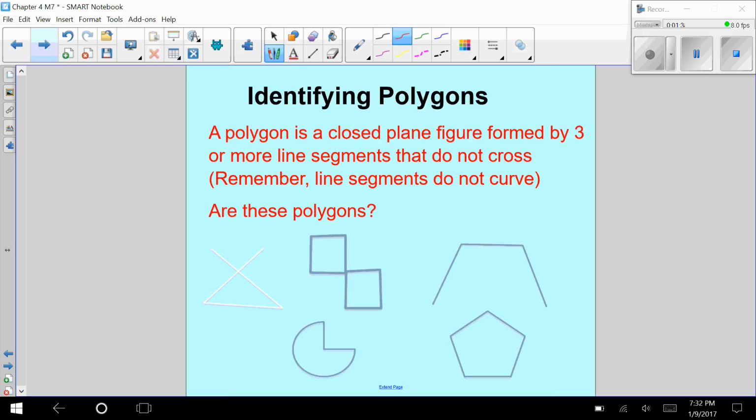Let's identify some polygons. Remember, a polygon is a closed plane figure formed by 3 or more line segments that do not cross. Also remember, line segments do not curve. So are these or are these not polygons? Think about it.